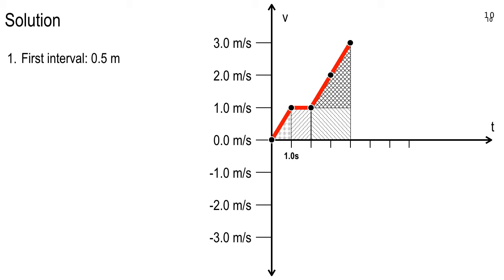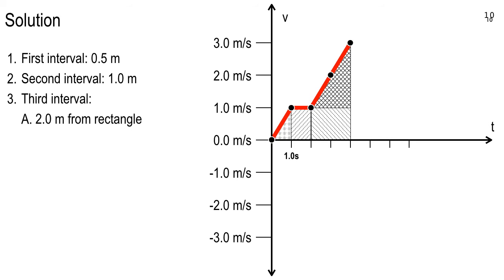The second distance interval is a rectangle, so I use the distance rectangle. Again, for a rectangle, base times height. I'm not thinking V delta T, although you can. It is equivalent. If I'm just looking at the graph, I'm thinking rectangles and triangles. For this one, the base is 1, the height is 1, base times height is 1. Unit: meters.